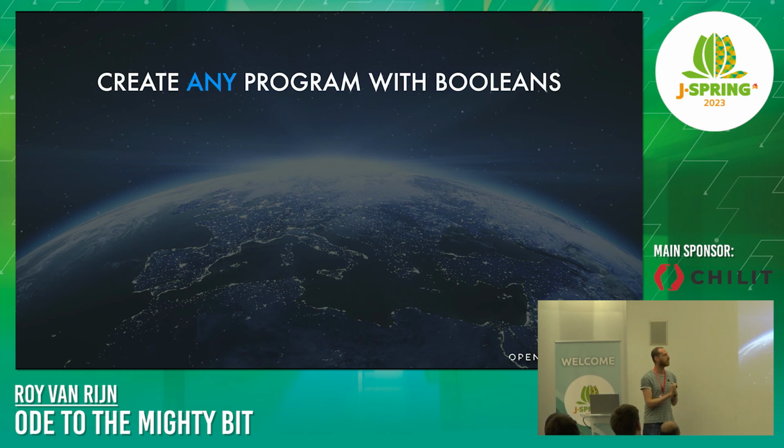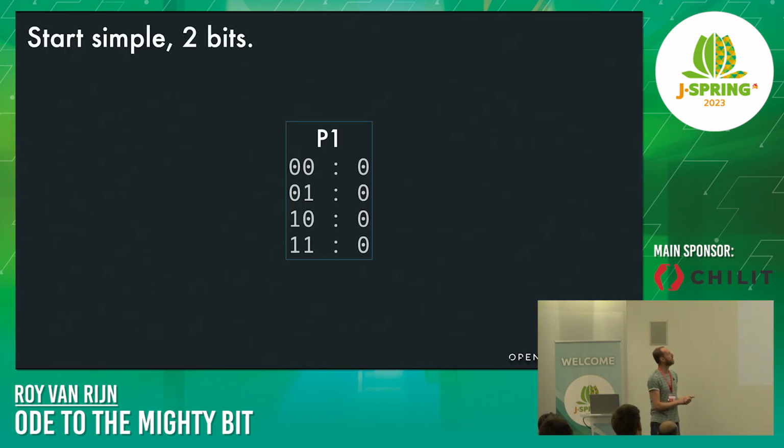Okay. So that was just warming up. Now we've become familiar with bits and we've seen some cool things. Now we're going to step it up and be a little bit more ambitious. We want to create any program on Earth using just booleans. Let's start very simple. This is a program that takes 2 input bits and has 1 output bit. And I call this program 1. In this case, very simple, the output is just zeros.